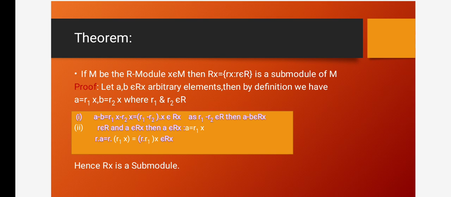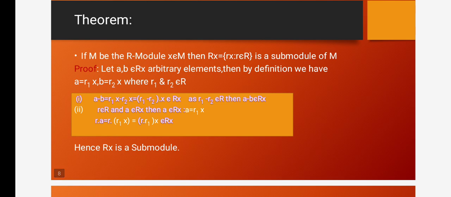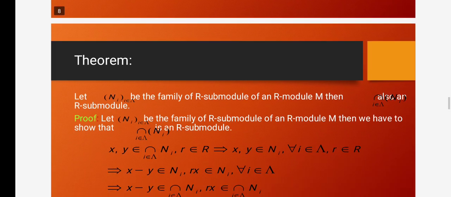Let us consider the second. r belongs to R and a belongs to R dot x. Then a equals r1 dot x. Then the left hand side r dot a is equal to r dot (r1 dot x), which also belongs to R x. Hence R x is a submodule. Then next theorem.